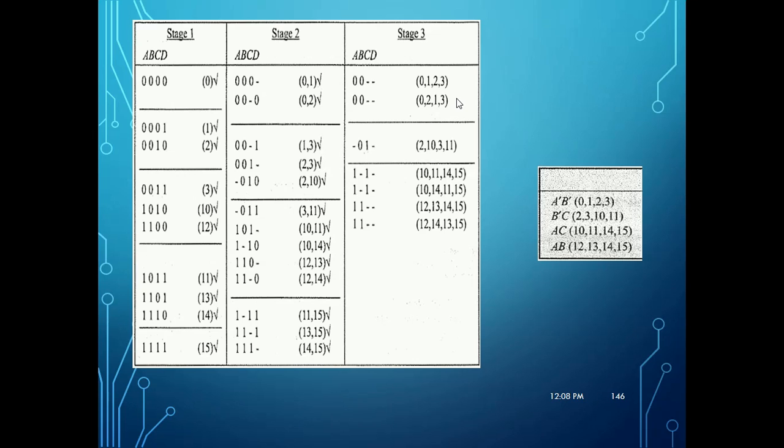Next you have 12 13 14 15. 12 13 14 15 and 12 14 13 15 are both the same, so whichever you choose, I choose this, that is ab. ab means a has taken value 1, b has taken value 1, that's why we write it as ab. So these prime implicants are chosen for writing the next table, that is the prime implicant chart. You have one more topic in your textbook, the prime implicant chart. Let us see how to write this prime implicant chart.